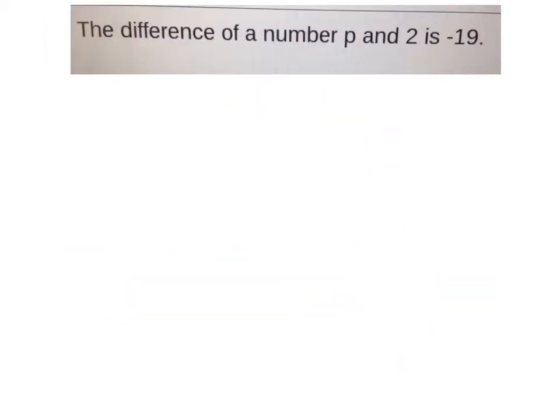On this one right here, it says the difference of. The difference of is another one of those phrases. The difference of stands for subtraction. So we put that in the minus spot, or in the "and" spot there. So it's a number p. It's going to be p minus 2 equals negative 19.